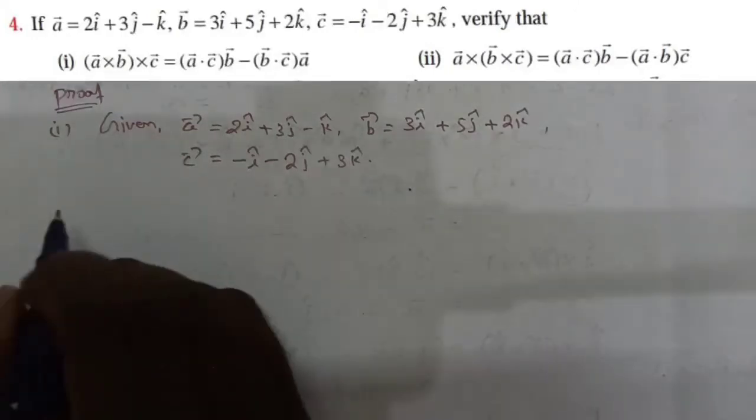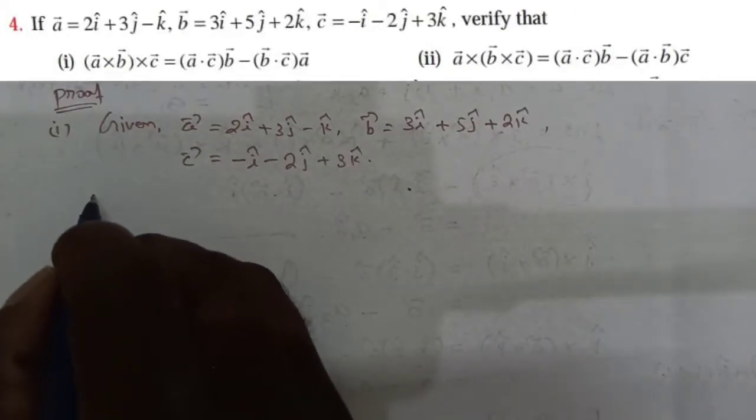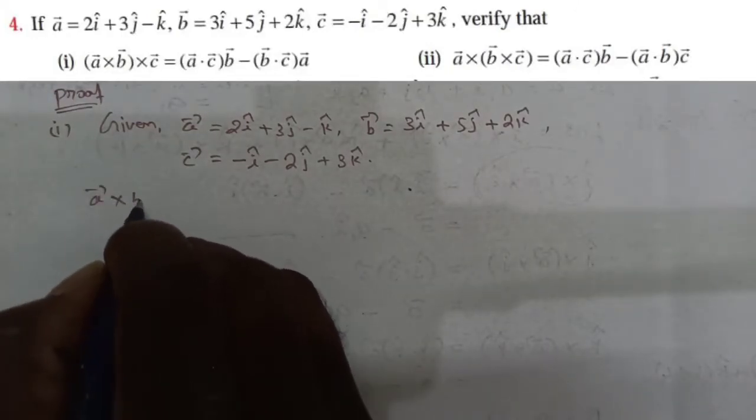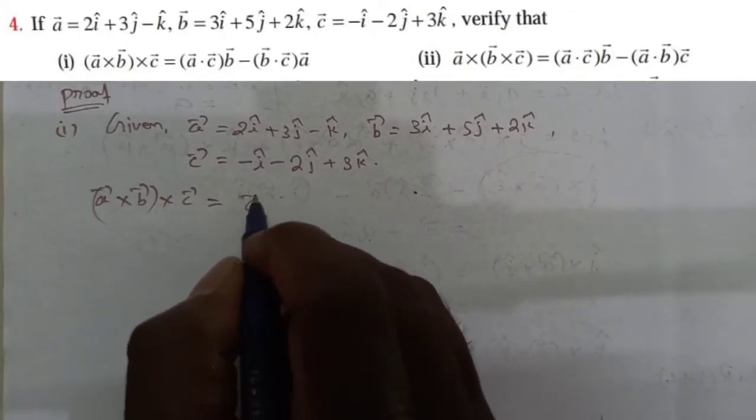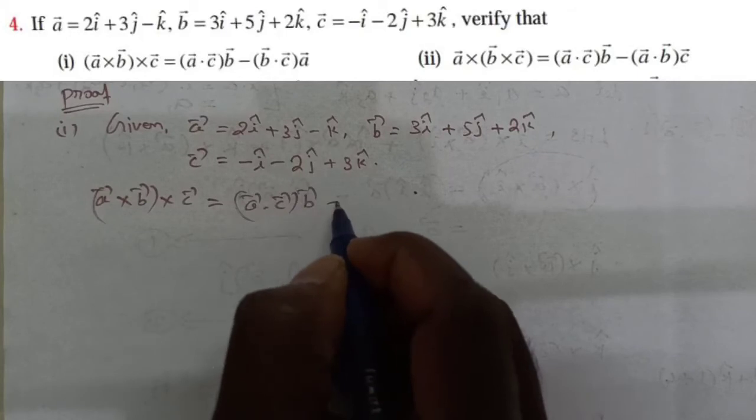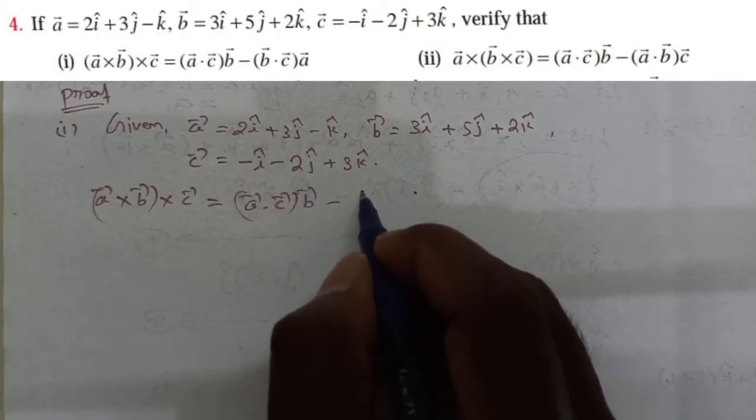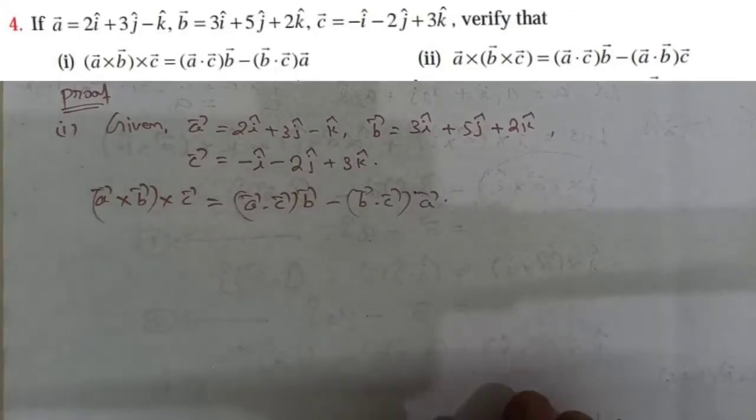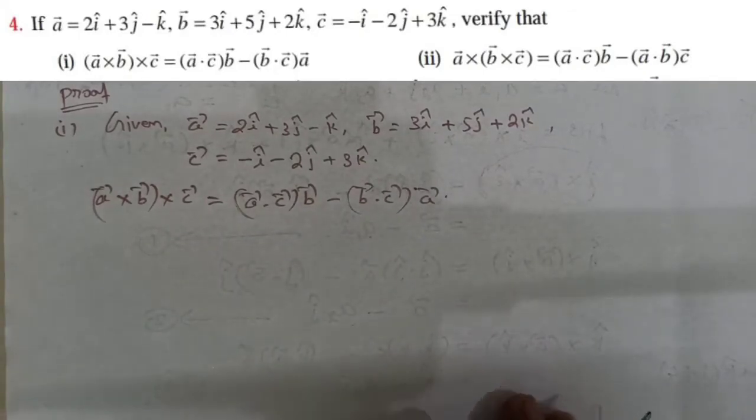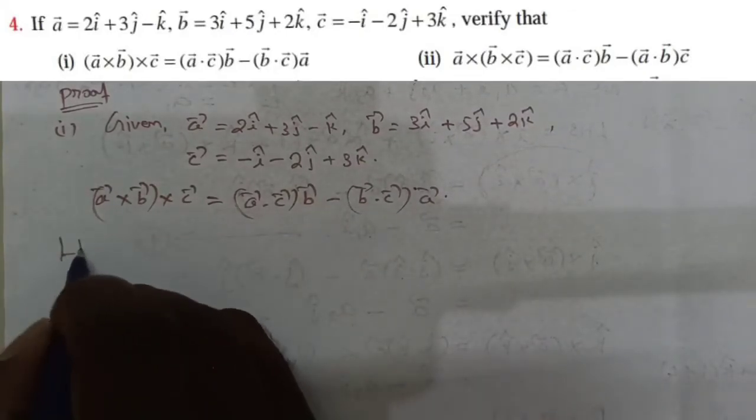Okay, in the first result, what we are going to prove is a vector cross b vector cross c vector equal to a vector dot c vector into b vector minus b vector dot c vector into a vector. Okay, this is the first expansion, let's prove it. In this, first let's find the LHS.